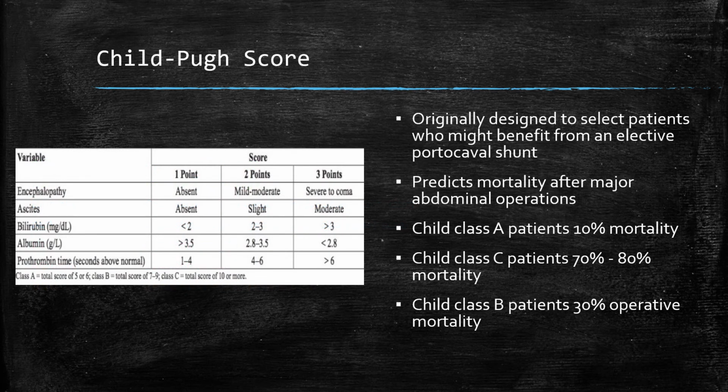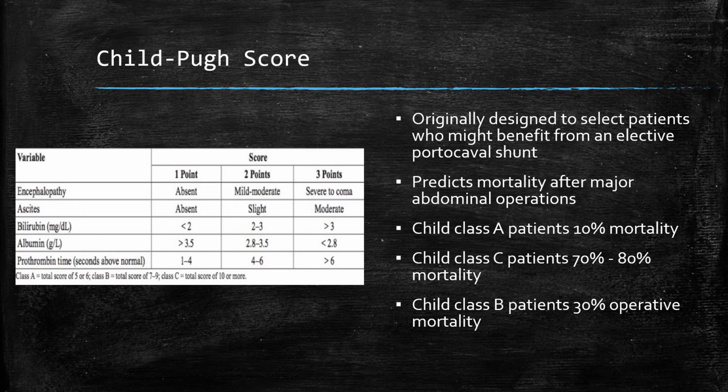Since we have no way to quantitate liver function, several scoring systems have been devised that function as a surrogate for liver function. The original scoring system was the Child-Pugh score. It's based on two clinical observations, whether encephalopathy is present or not, and to what degree, and the same for ascites. There's also three measured values that make up the Child-Pugh score: bilirubin, albumin, and prothrombin time.